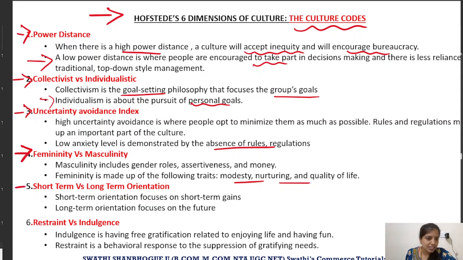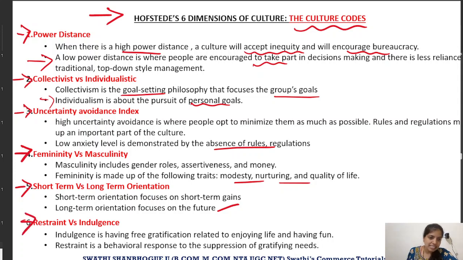The next cultural code is short-term versus long-term orientation, where the company decides whether they are focusing on meeting their goals in the short run or on a long-term basis. Usually the business will grow if they have long-term future plans, and if they have short-term future plans, they will not work for the long term.